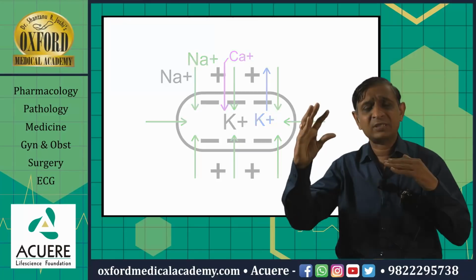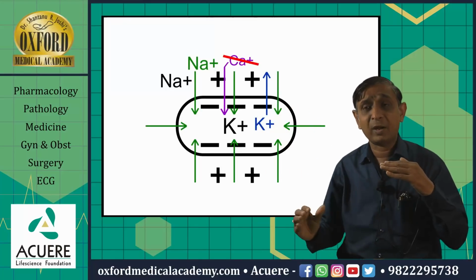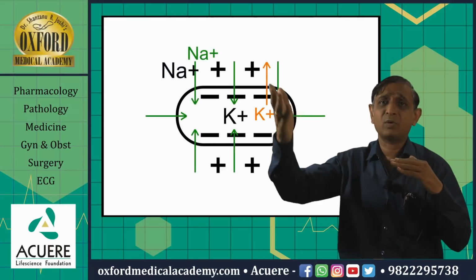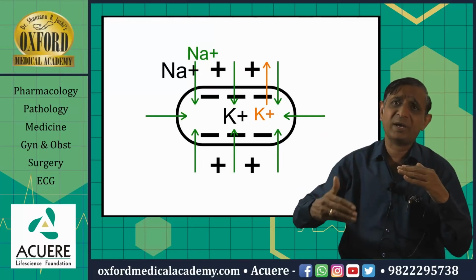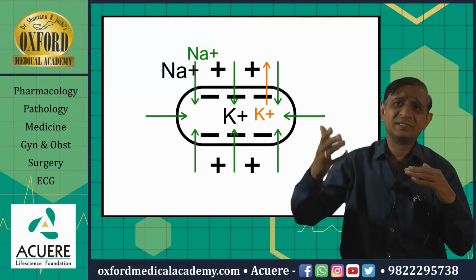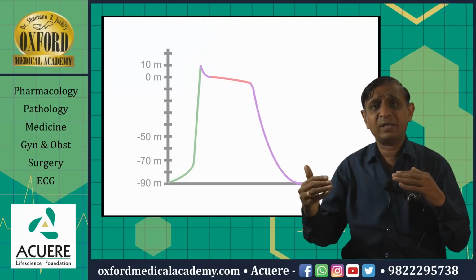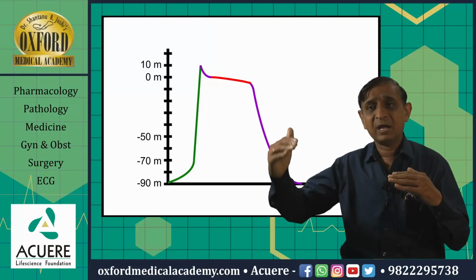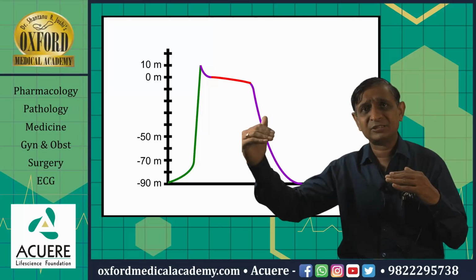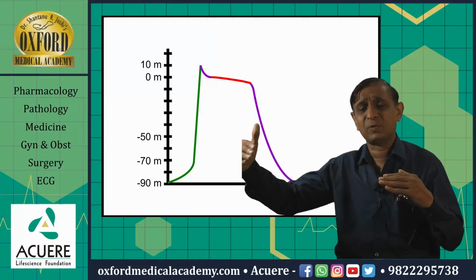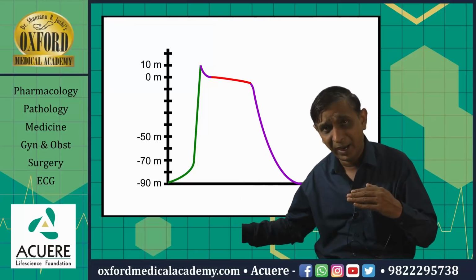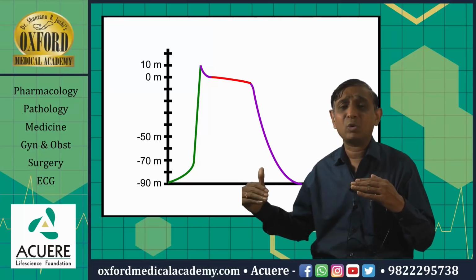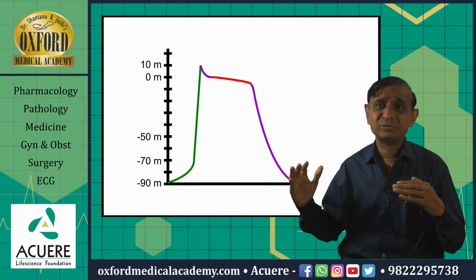But after some time, the calcium channel closes and only potassium is going out. Now as potassium is a positive ion and is going out from the cell, naturally the electronegativity of the cell will increase. Now it will become minus 10, minus 20, minus 30, and this process will stop at a point where it will again come down to minus 90 millivolts.